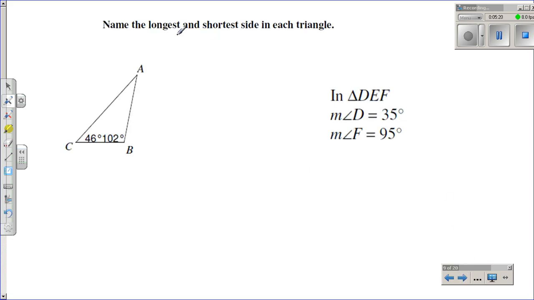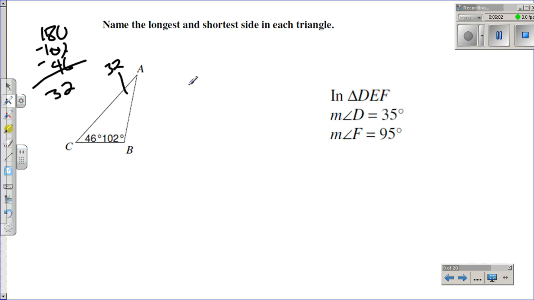Alright, the last little bit. It says name the longest and shortest side in each triangle. Well, in this case, we're going to have to figure out that third angle. Remember, the three angles in a triangle total 180, so I'd go 180 minus 102 minus 46. If I take 180 and subtract 102 and subtract 46, I get 32. So this angle right here is 32. So now it's asking for the longest and shortest side.